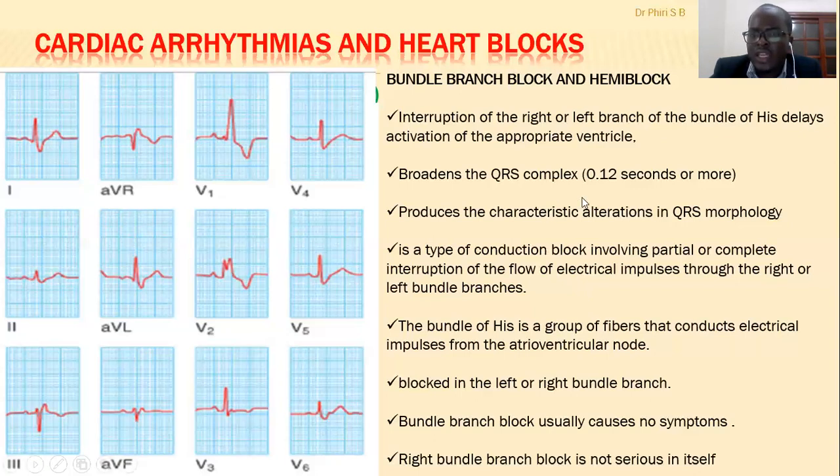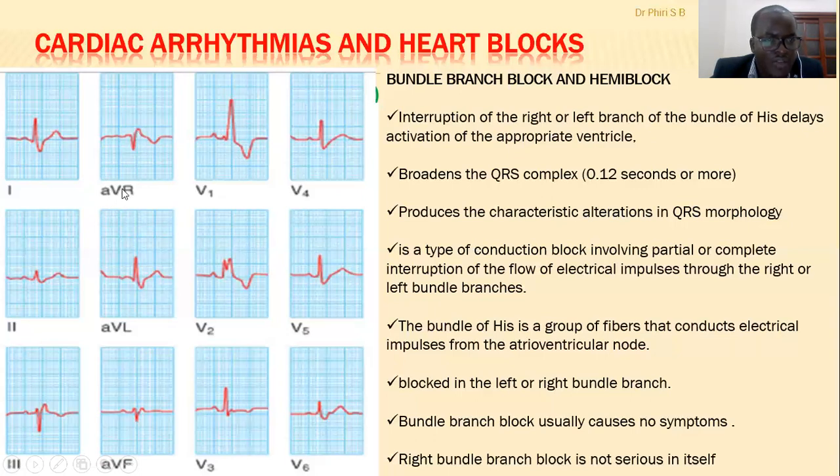So you're going to have an increase of 0.12 or more seconds of the QRS complex that is going to be broad. So you have broadening of the QRS complex, which produces the characteristic alteration in the QRS morphology. So the QRS is going to be broadened. You can see from here, this QRS complex is broadened in lead 1, and AVL, it's also broadened.